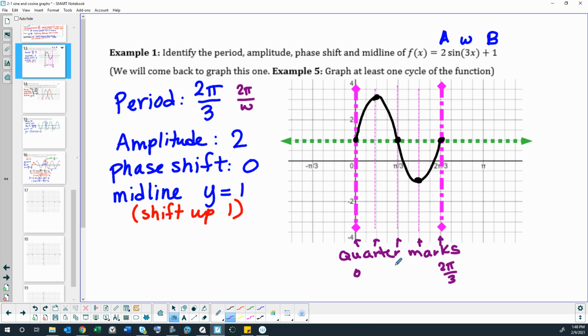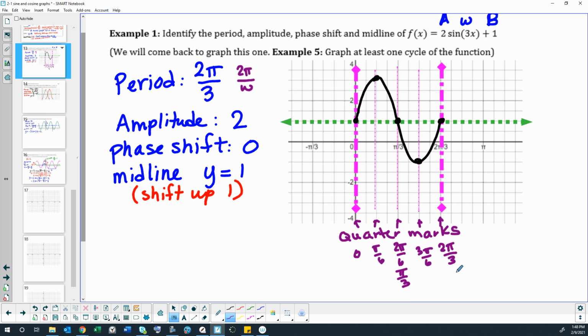Okay, so then half of 2 pi thirds, halving the thirds would be 6, so that would be 2 pi 6, which is also pi thirds, right? So then this quarter mark would be at pi 6, and this one would be at 3 pi 6, so we have 0, pi 6, 2 pi 6, 3 pi 6, 4 pi 6, but of course our 2 pi 6 reduces to pi thirds, and our 3 pi 6 reduces to pi halves. And so that's where our quarter marks are.